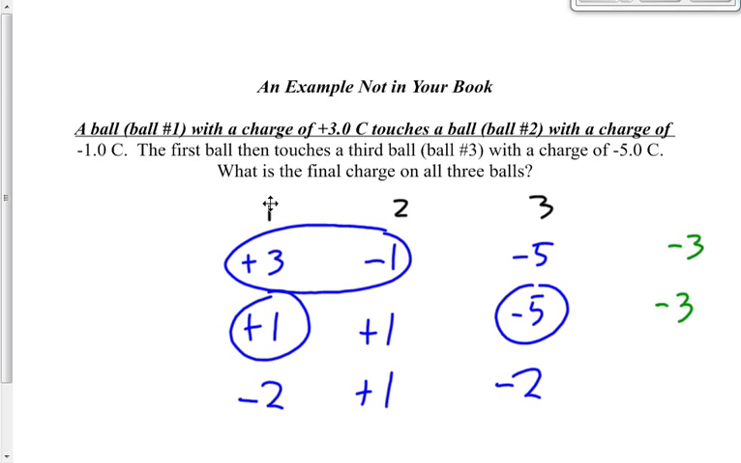Let's just count up the total charge and just make sure that we're on the right track here. -2, -2, +1 gives me total charge of -3. So when we started all this, the charge is distributed as +3, -1, -5. We had a total charge of -3. When we finished all this stuff, the charge is completely redistributed. -2, +1, -2, but the total charge was still -3, which it has to be because we can't create anything and we can't destroy anything. We good?